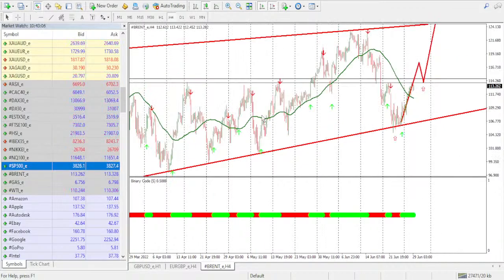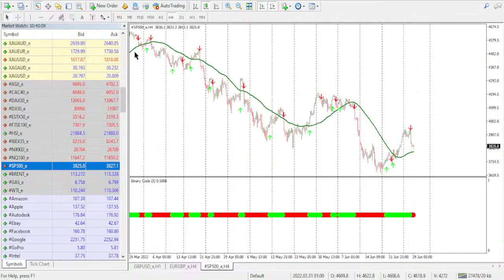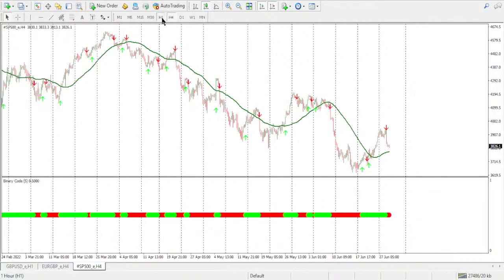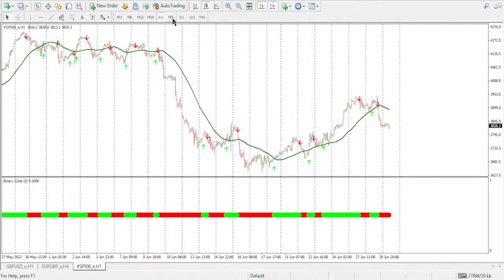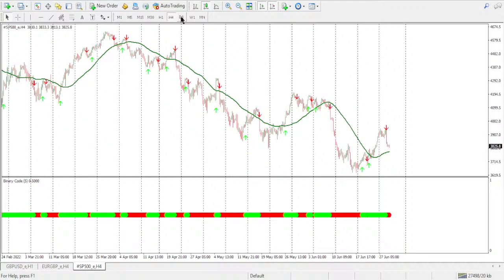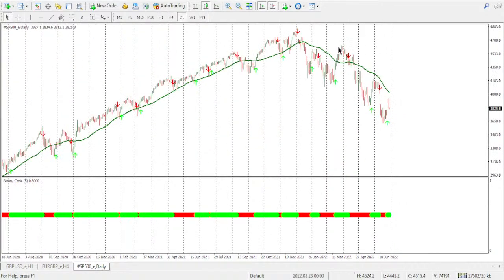My next symbol is the SP500. So with the SP500 so far, we are looking for a possible sell. The price is bearish. You can see that the price continues to move down despite the fact that we expect the price to be going upwards.